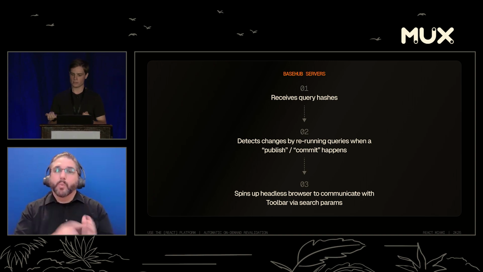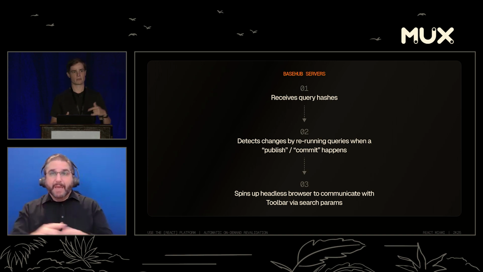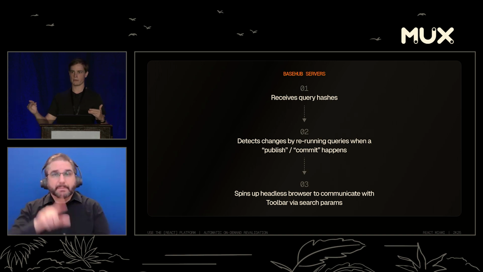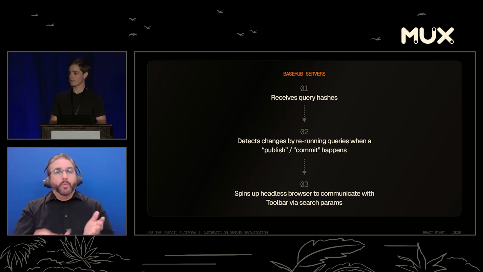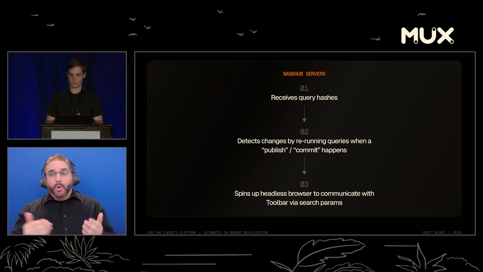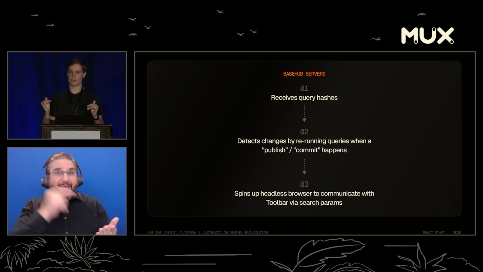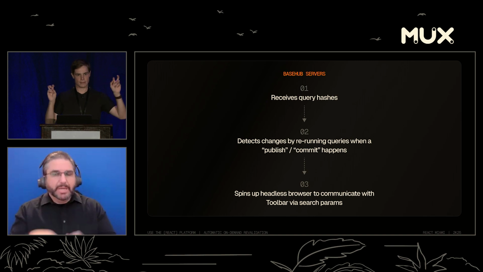Now, when the content changes, or a commit happens, or a publish happens, our server will rerun all of those queries it stored and compare the new hashes against the old hashes. And so if any of those queries changed, it'll mark them internally as pending revalidation.